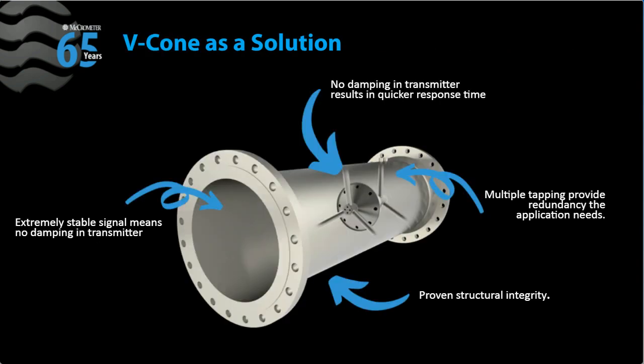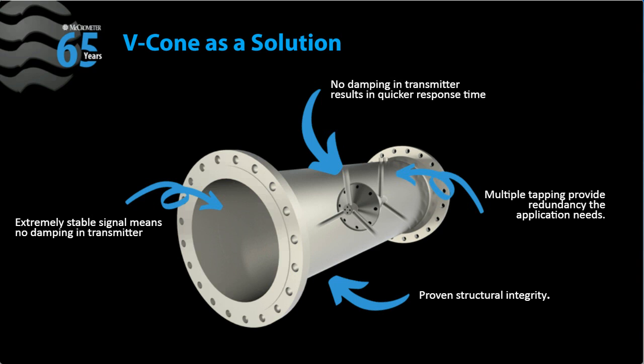Now, how does VCone work as a solution for these types of applications? It provides an extremely stable signal, which means no damping in the transmitter. The reason we're able to get an extremely stable signal is because the cone acts as a flow conditioner and ends up conditioning the flow to give you a very stable signal out of the low pressure port. When you have that stable signal, as we mentioned, there's no damping in the transmitter, which ends up meaning a quicker response time.